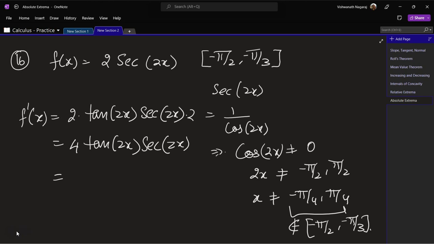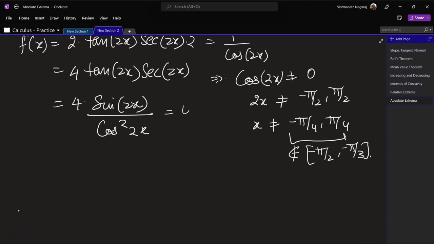Okay, now this can be written as 4 times sin 2x by cos 2x for tan, and for sec it is nothing but 1 by cos 2x. So cos square 2x. Now equating this to 0, we get sin 2x is equal to 0, which means 2x is equal to minus 2 pi, minus pi, 0, pi and 2 pi.